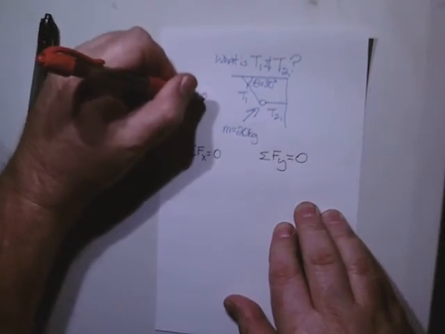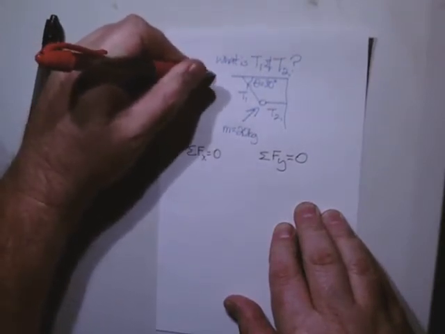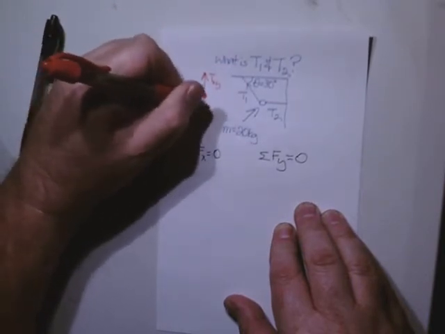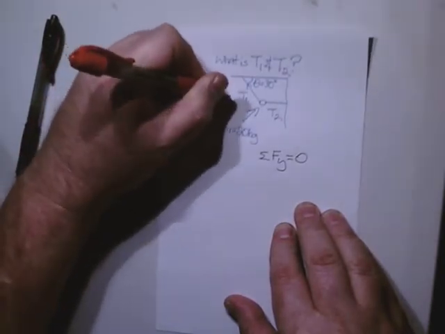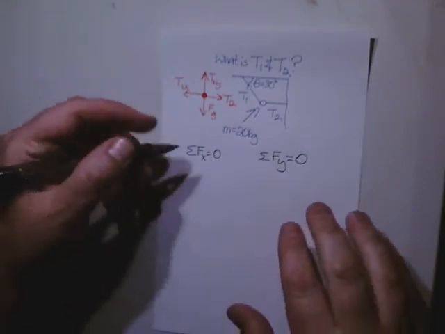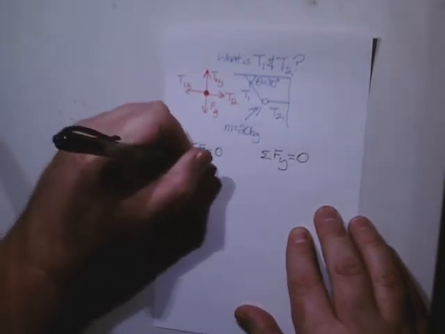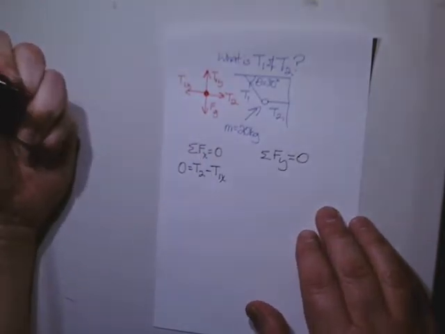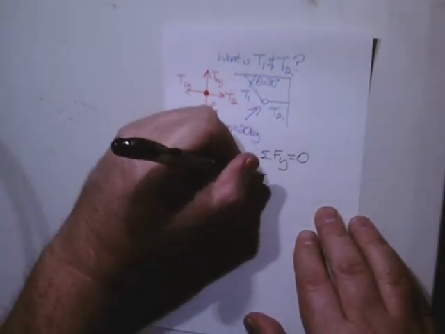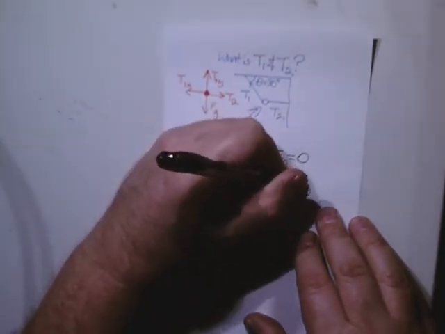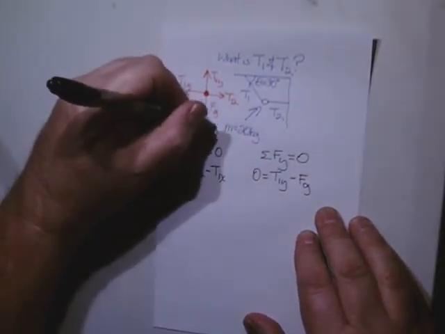When you're looking at the force diagram of this thing, there are 4 forces. There is T1y, there is T1x, there is F_G down, and then there is T2 to the right. So when you write your force equations, you look at this diagram and you say 0 equals T2 minus T1x. And for the sum of the forces in Y, it's 0 equals T1y minus F_G, which is mg. We'll put that in a little bit.